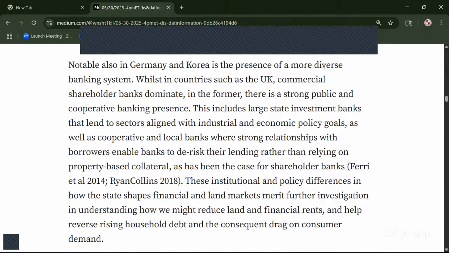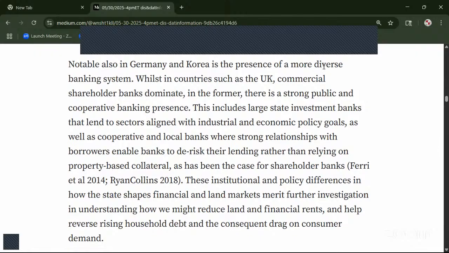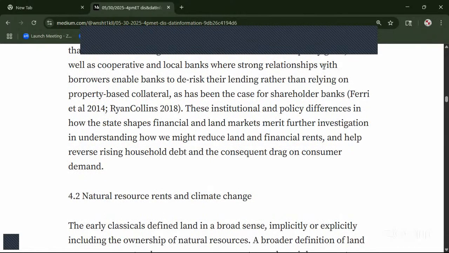This includes large state investment banks that lend to sectors aligned with industrial and economic policy goals, as well as cooperative and local banks, where strong relationships with borrowers enable banks to de-risk their lending rather than relying on property-based collateral, as has been the case for shareholder banks. These institutional and policy differences in how the state shapes financial and land markets merit further investigation and understanding of how we might reduce land and financial rents and help reverse rising household debt and the consequent drag on consumer demand.